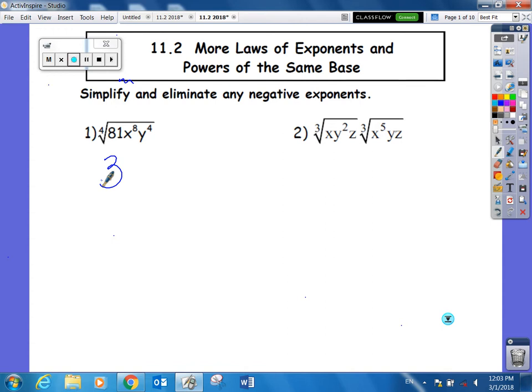So 4 goes into 8 2 times, so we bring out an x squared. 4 goes into 4 1 time, so we bring out a y. Because there's 4 y's. We're looking for groups of 4 things. So y to the fourth comes out as y. So we don't have any radicals left, so you're done.